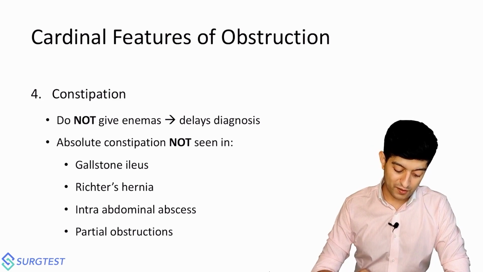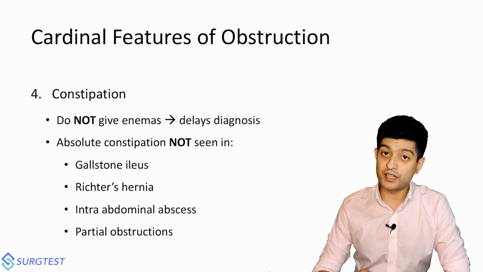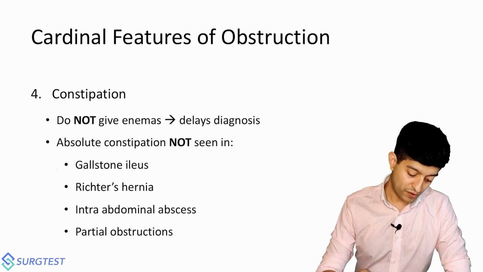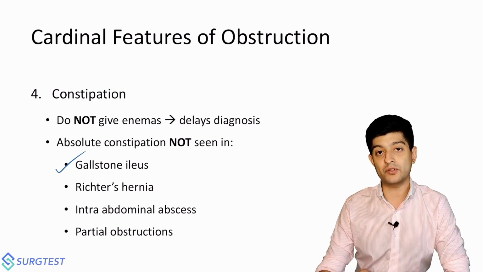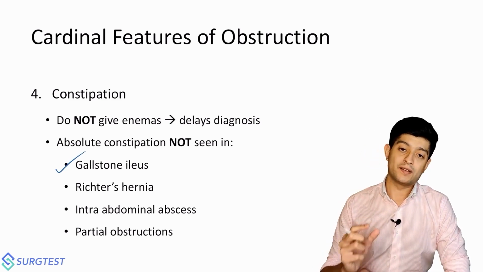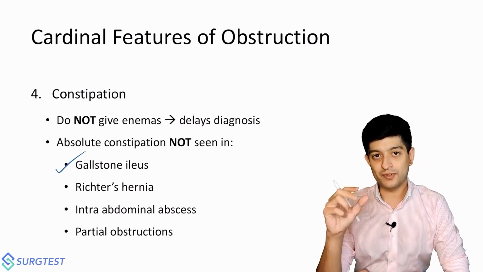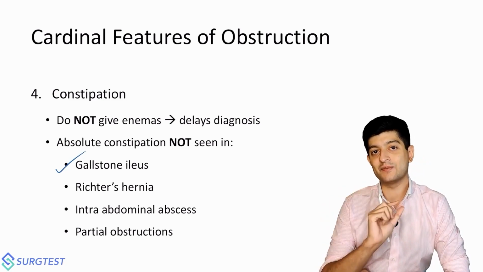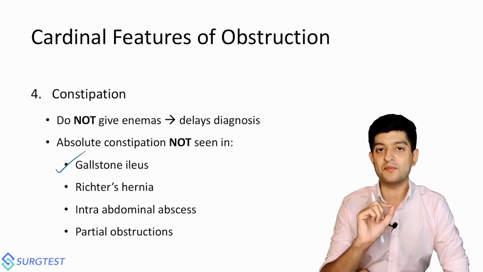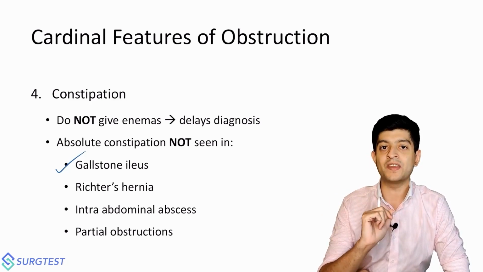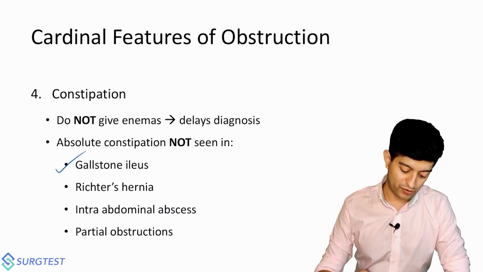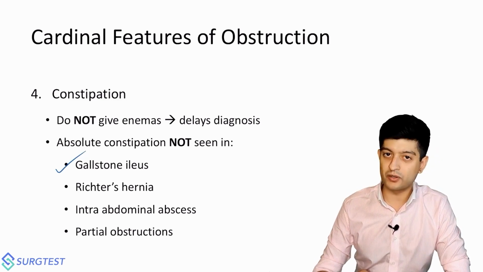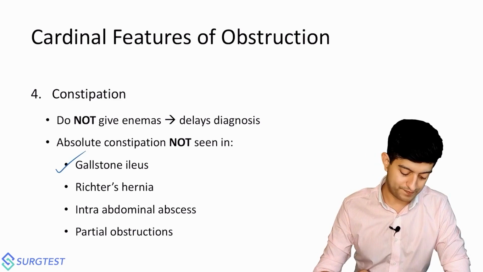There are a few situations where absolute constipation is not seen. You don't see it in gallstone ileus. This is when a gallstone has migrated to the terminal ileum through a fistula in the duodenum. This ball-like structure within the terminal ileum acts as a ball valve of sorts and keeps going back and forth within the terminal ileum and causes a waxing and waning nature of obstruction. So in gallstone ileus, very often absolute constipation is not really present.